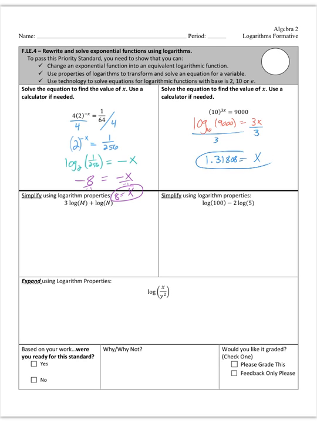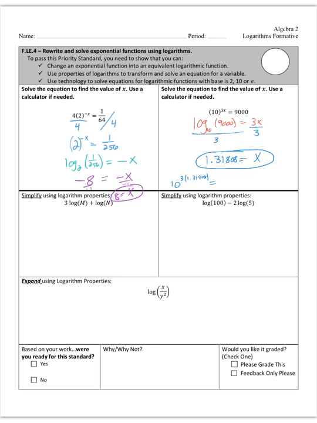1.31808 equals x. And that's a really strange number, but it is the answer to this equation. So that's what the value of x is. We could go back and check it and say, oh, is 10 to the power of 3 times 1.31808 equal to 3x? The answer would be yes.